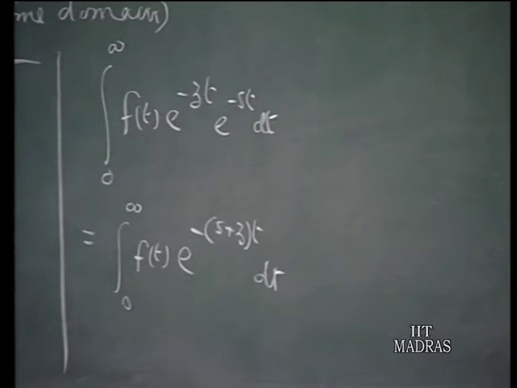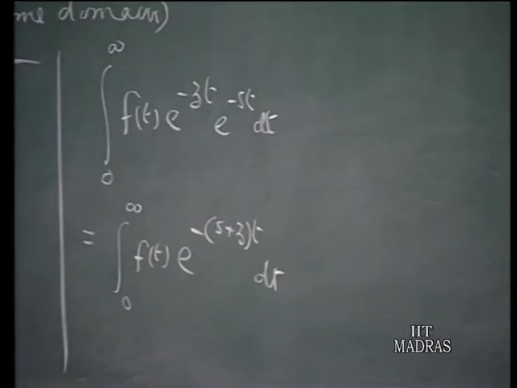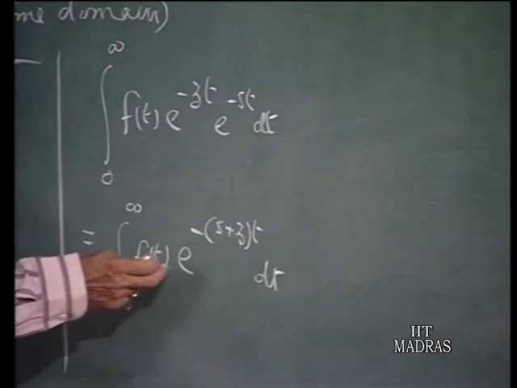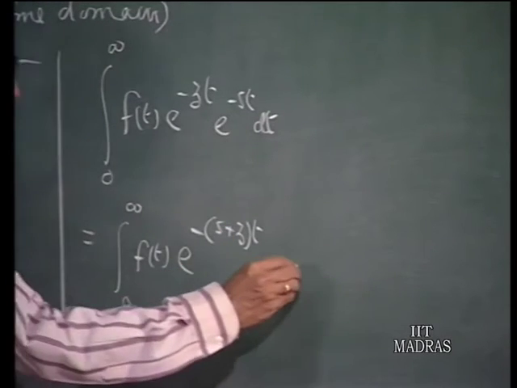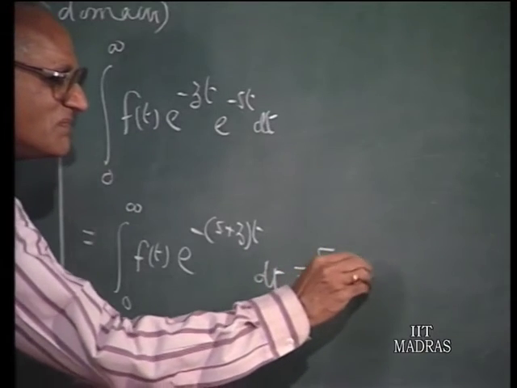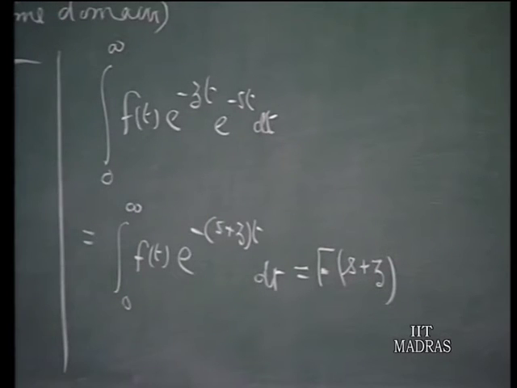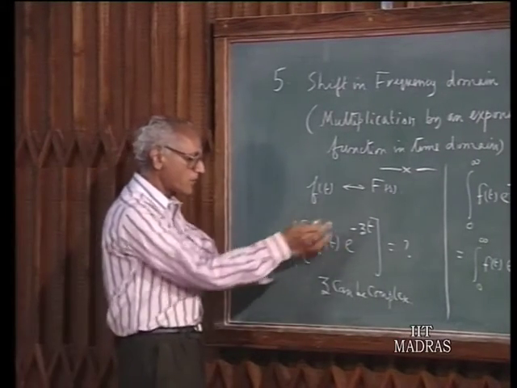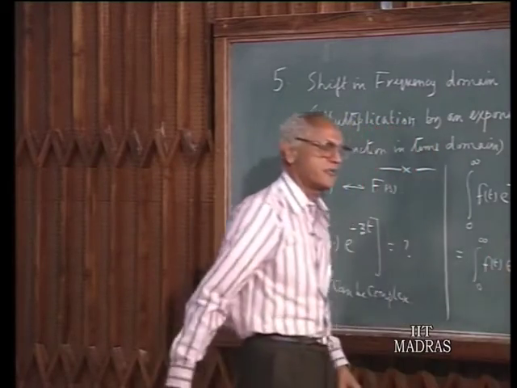Now, you see that if it had been e to the power of minus s t dt, the integral of f of t e to the power of minus s t dt would be F of s. All we have now is, instead of s, we have s plus z. This is the Laplace transform of f of t, but now, instead of the variable s, we have s plus z. So, this will be F of s plus z. So, if f of t has the Laplace transform F of s, and you multiply f of t by e to the power of minus z t, the Laplace transform is simply F of s plus z. That means this is a translation or shift in the frequency domain.